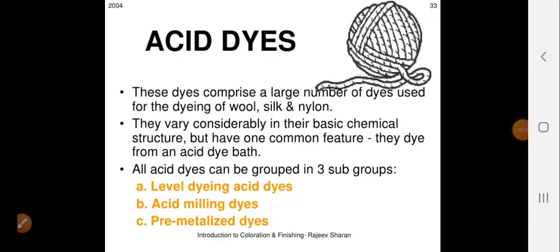So acid dyes comprise a large number of dyes used for wool, silk, rayon, as we saw in its application. They vary considerably in their basic chemical structure but have one common feature, that is they dye from an acid dye bath. And all acid dyes can be grouped into three subcategories: level dyeing, acid milling dyes, and pre-metallized dyes.